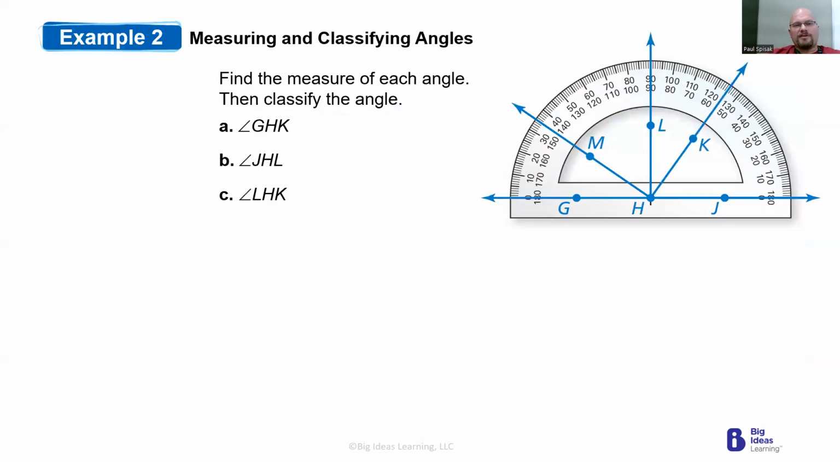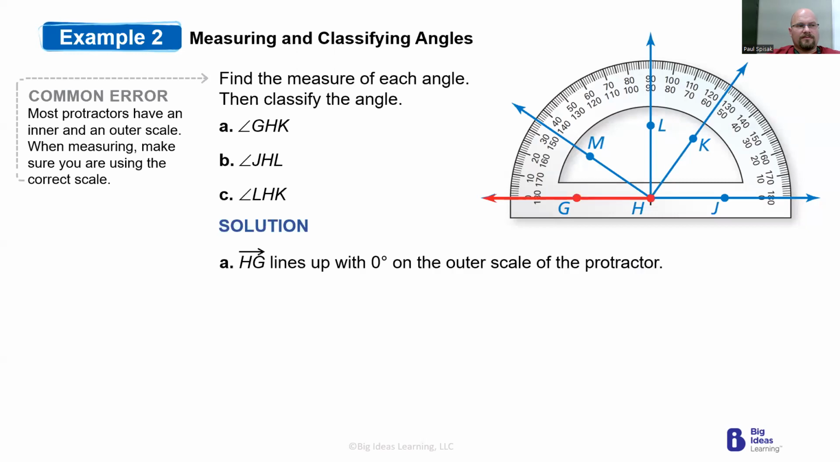So now, if we wanted to measure the angles that are here, we don't have to line it up with 0. Just like on our ruler postulate, in our protractor postulate, we could just subtract to find the difference. So looking at the diagram, we have angle GHK. So GHK, that's the one now highlighted in red. You have the first side lined up with 0 to the left, which is the outside ring. And then it goes around to 125 degrees on that outside ring when you get to ray HK. So this angle is 125 degrees.